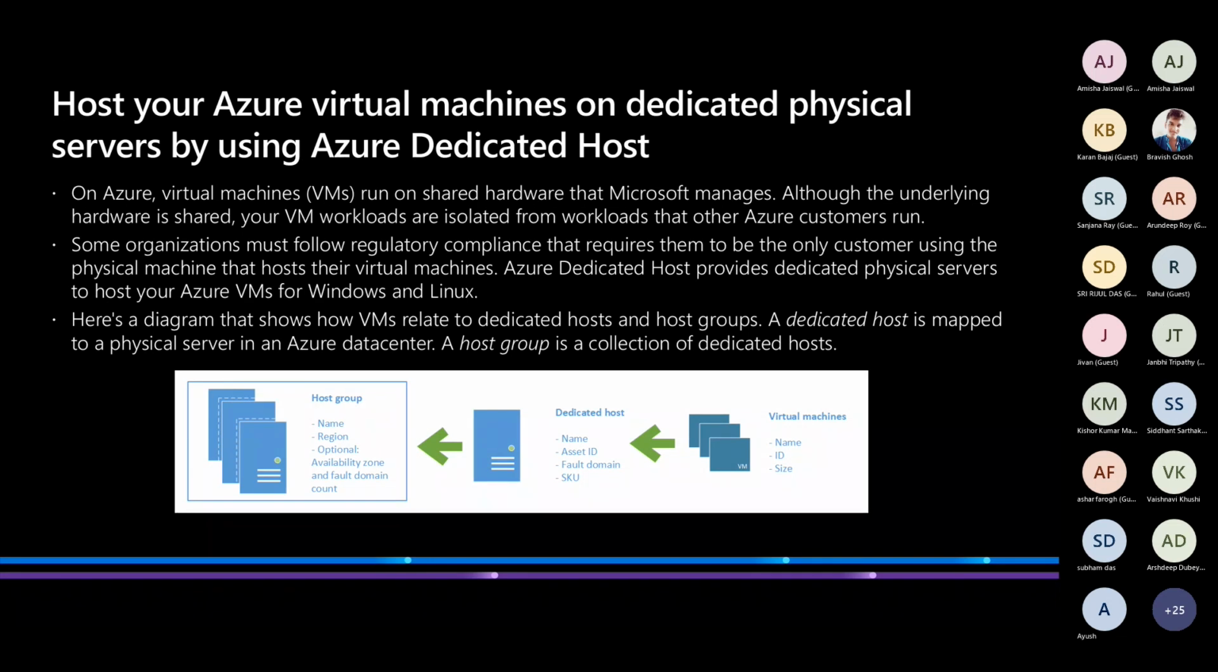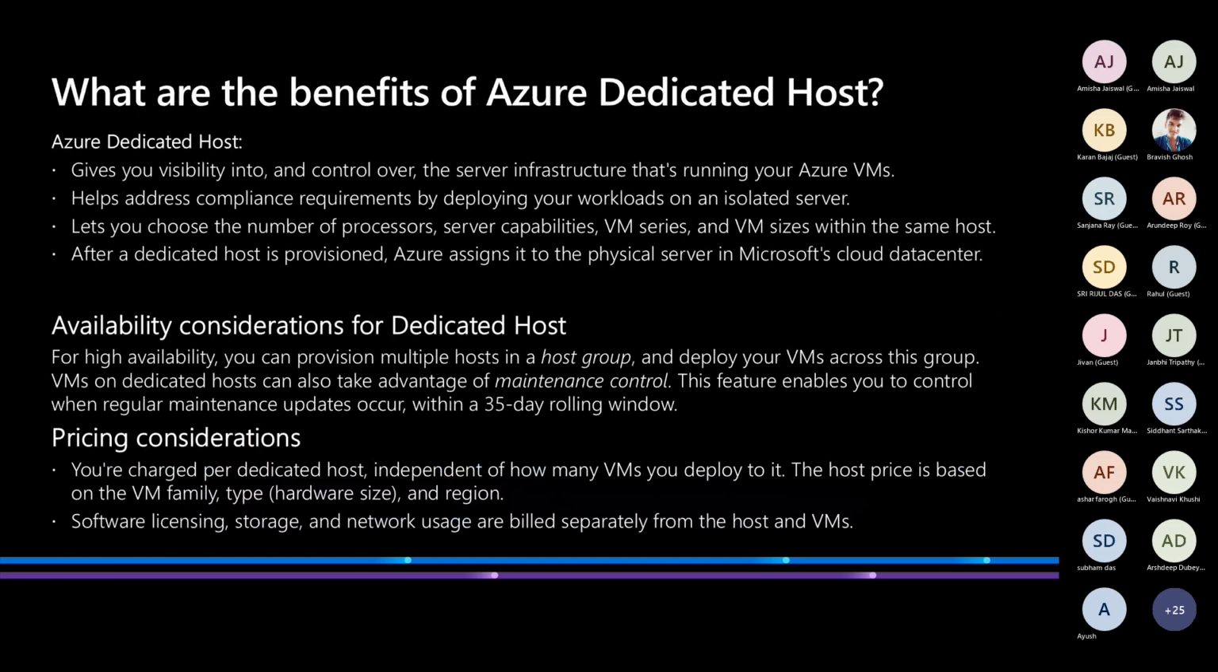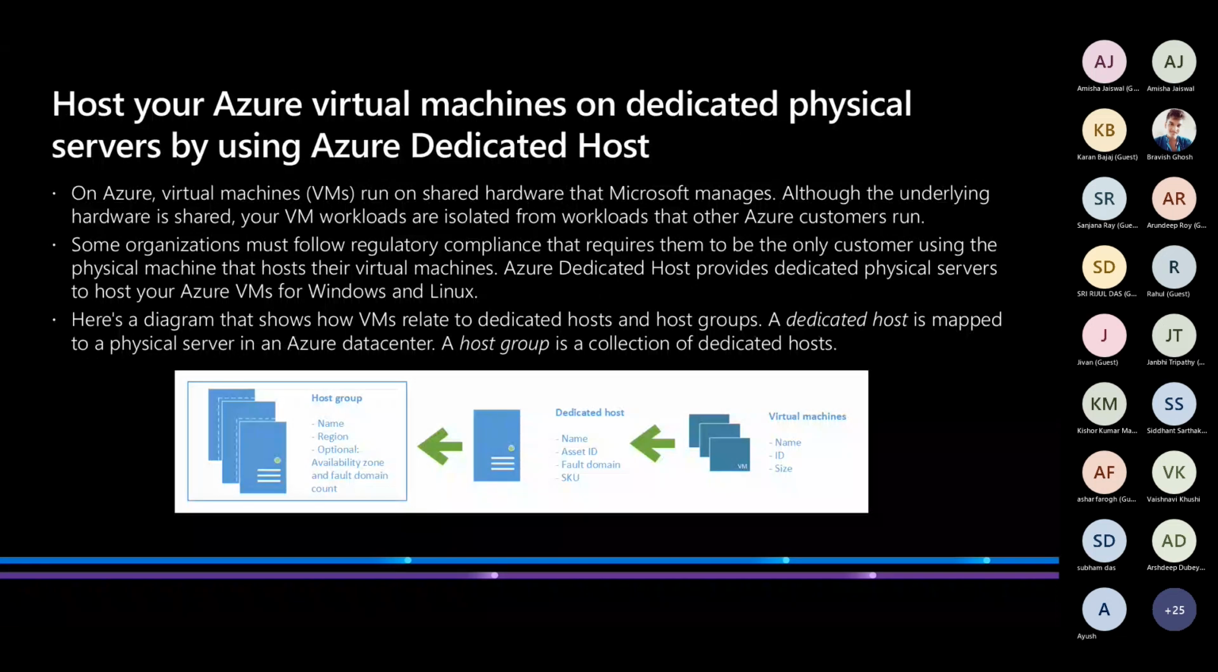Azure Dedicated Host provides dedicated physical servers to host your Azure VMs for Windows and Linux. Here's a diagram that shows how VMs relate to dedicated hosts and host groups. A dedicated host is mapped to a physical server in an Azure data center. A host group is a collection of dedicated hosts. As you can see, the dedicated hosts and the virtual machines connect to form host groups.